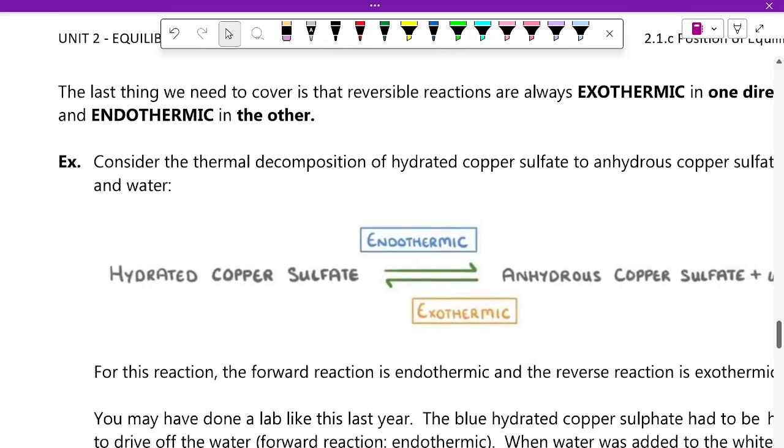I hope this is obvious. We've sort of done this at this point. If the forward reaction is endothermic, the reverse reaction must be exothermic.